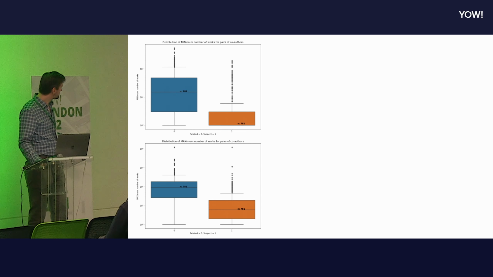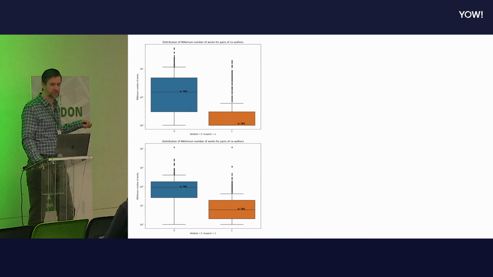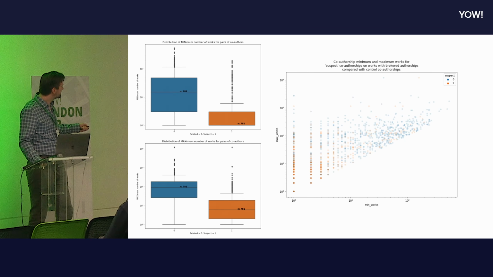Weirdly, there was also a difference between the max works distributions. And I think that's just because, I mean, it makes sense now that I think about it. People who sell co-authorships on their papers aren't particularly well established. If you are well established, you don't have to do that. So maybe it does make sense. And you just graph this out. You can see the orange suspect stuff, it's all down here, and the blue non-suspect stuff is all up here.